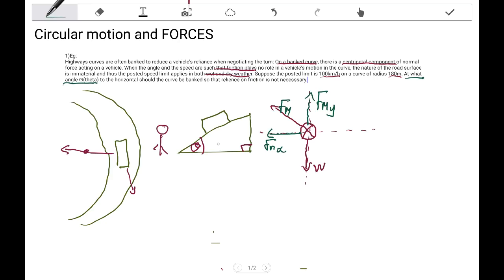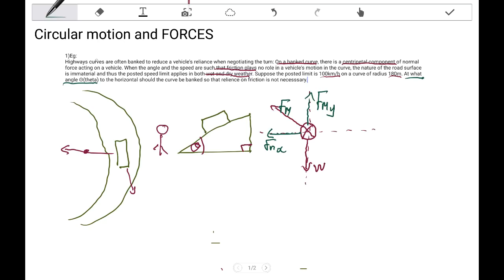Remember that if the angle increases, the car is going to slip down. And if the angle is decreased, then the car is going to slip off the road. So this angle should be at a certain limit where it keeps this car from slipping off the road and from slipping down, just staying on the road. So we want to calculate the angle that will make this car stay on the road. We are going to use all of this.